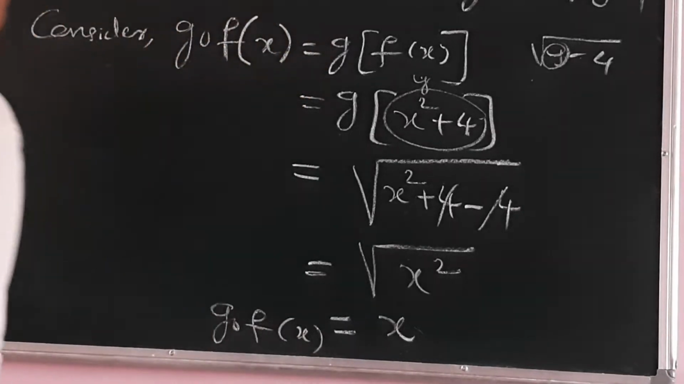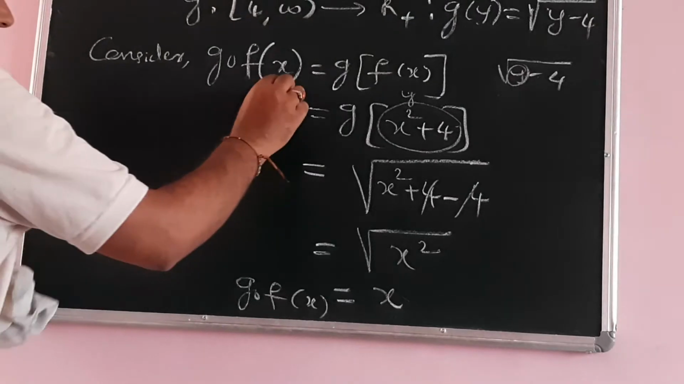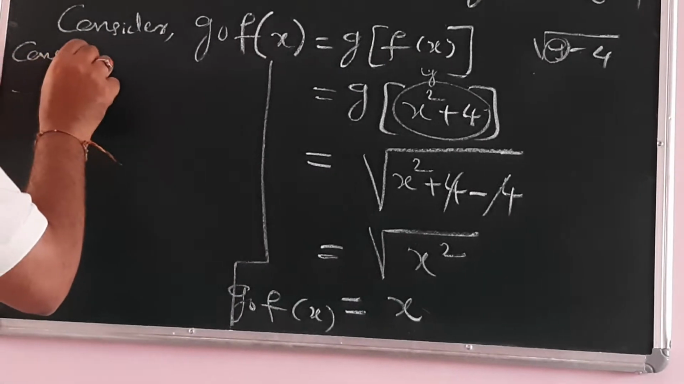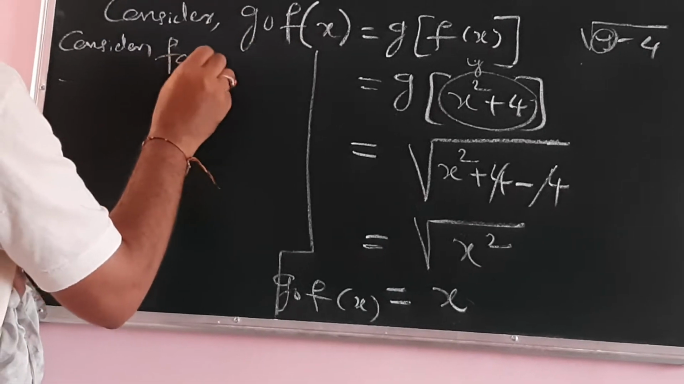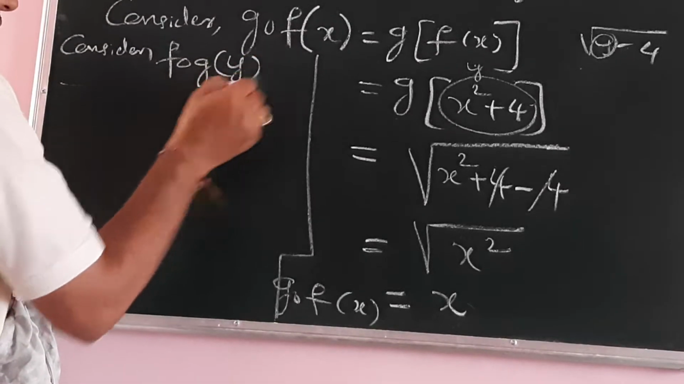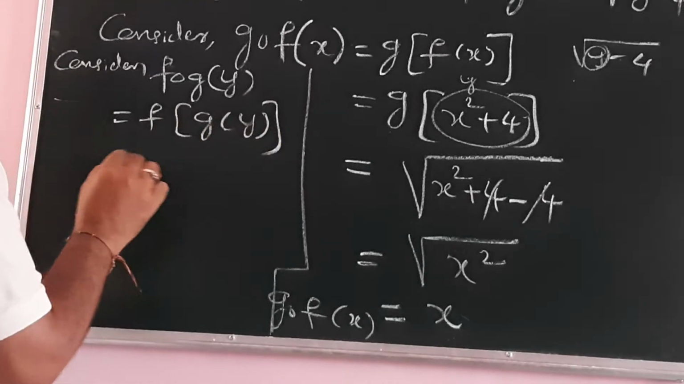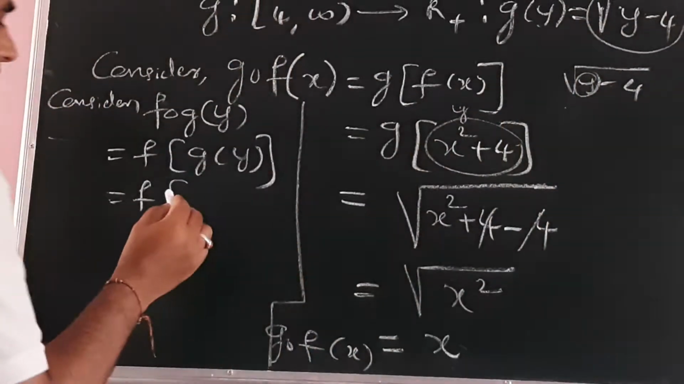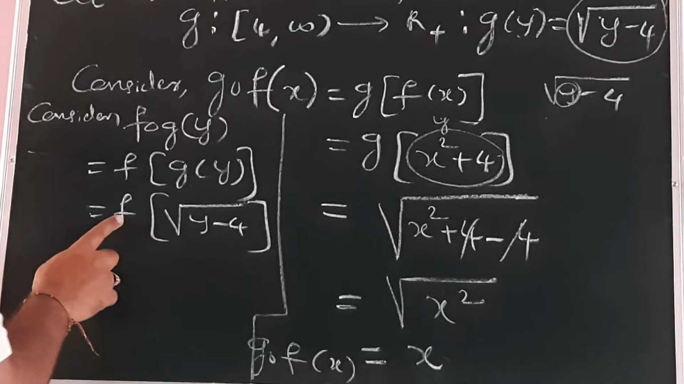Then you consider another composition. Let's consider the composition of f and g, that is, f of g of y. What is g of y? G of y is the square root of y minus 4, so you replace it as square root of y minus 4, and f of this.